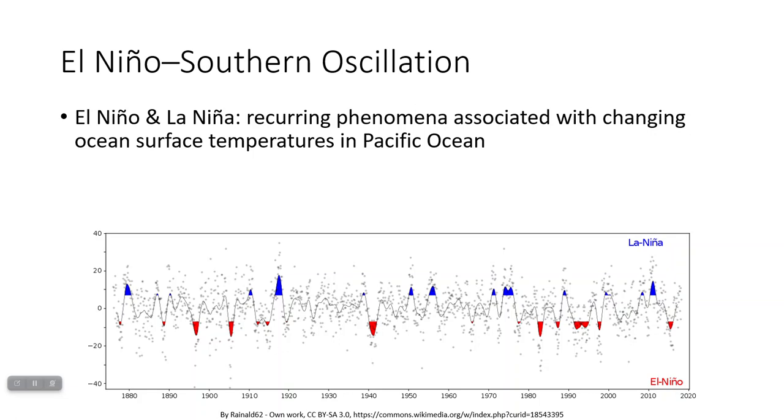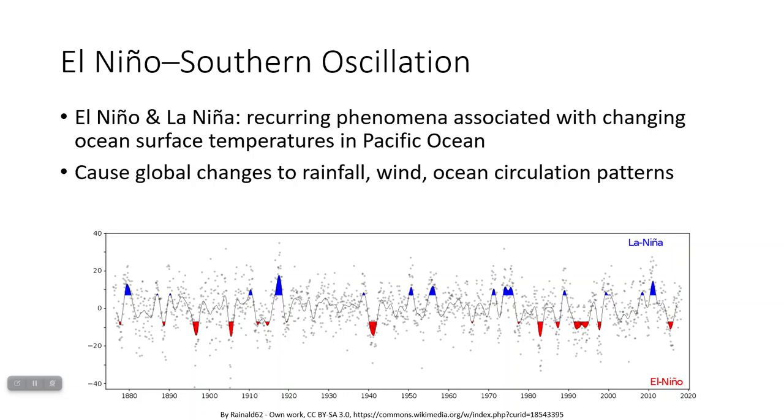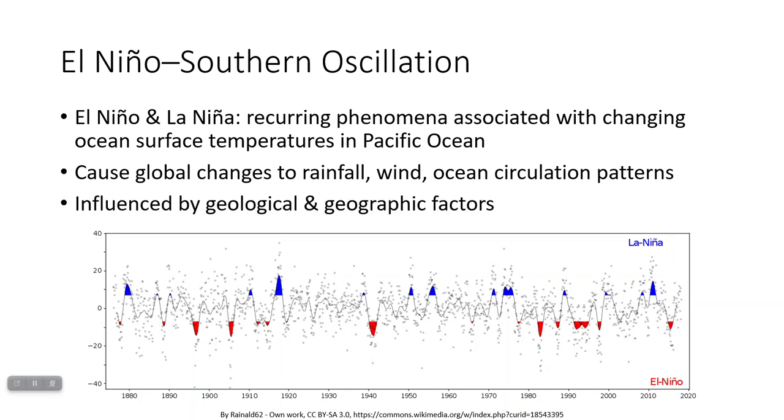So these are characterized by different ocean surface temperatures in the Pacific Ocean, more specifically, off the western coast of South America, because the major effects are going to be off the coast of South America, which we'll see in a couple of maps. These changes will cause global changes to rainfall, wind patterns, and ocean circulation patterns, which means they'll have a really big impact on weather and climate throughout the entire planet. And it's influenced by various geological and geographic factors.